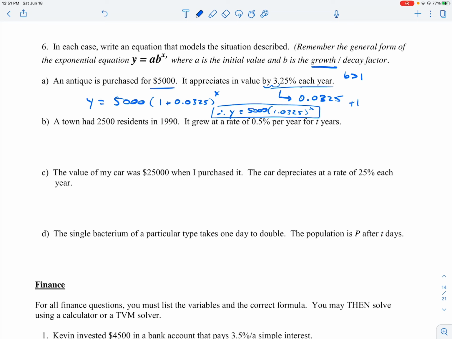All right, let's do the next one. A town had 2,500 residents in 1990. It grew at a rate of 0.5% per year for 2 years. So we would have y equals 2,500. The growth rate is going to be 1 plus, I'm going to move this over 2, so 0.05 to the exponent x. Actually, it says t here, so I should use t. So just cleaning that up a bit, I could probably write this as 2,500 times 1.05 to the t. So y would represent the population of residents from 1990 on.